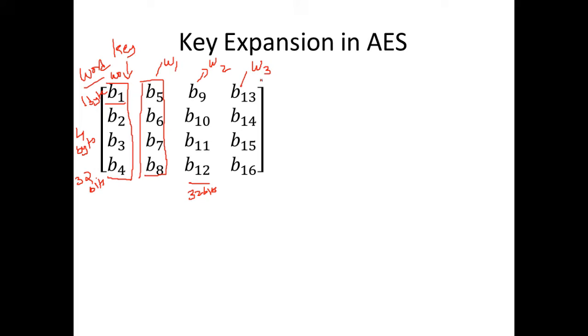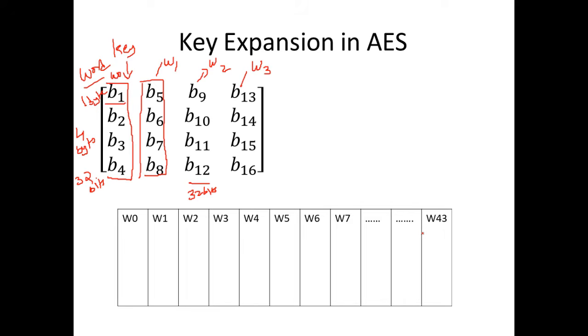So now we have to use these 4 words and we have to expand it into words starting from W0 to W43. So this is key expansion. That is, you take these 4 words and you expand that till W43. And we already have W0, W1, W2 and W3. It is nothing but whatever is given here. So this is W0, this is W1, this is W2, and this is W3. The first 4 words are already known to us, that is from the key that we have taken.